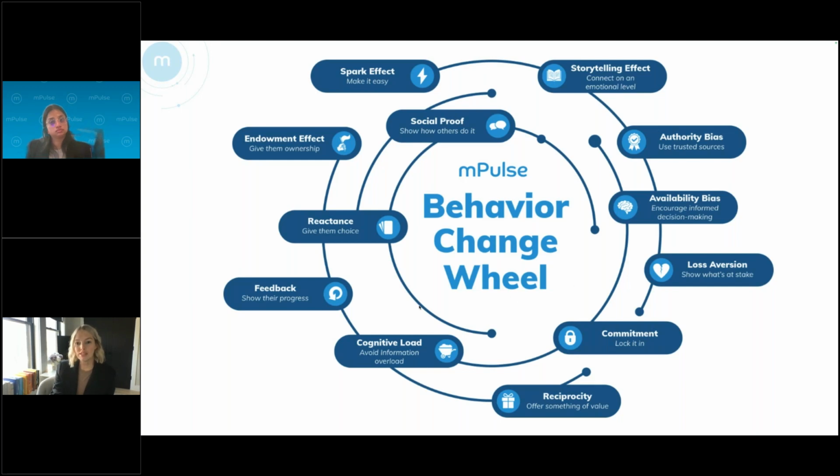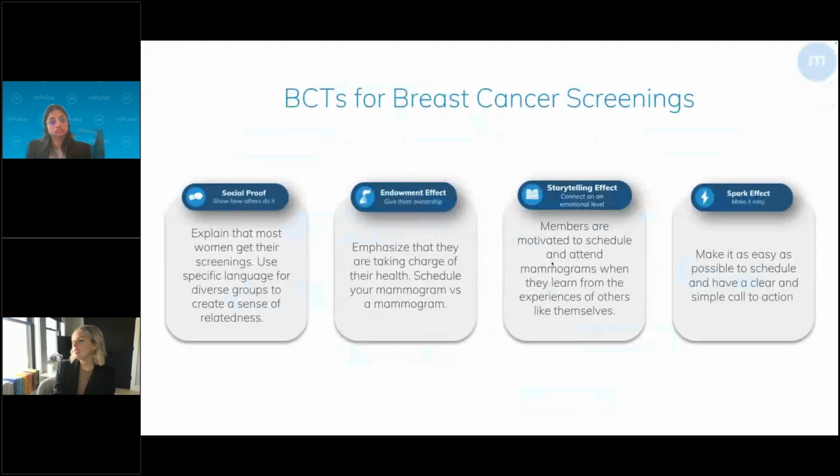So we have some of the basics, and now we will get into a little more as it relates to breast cancer screening. Today we can't cover all of the behavior change techniques on the wheel. We definitely can't get to all 160. So we've chosen to focus on the ones that we find to be very impactful when it comes to breast cancer screenings. So we're going to go a little into each of these.